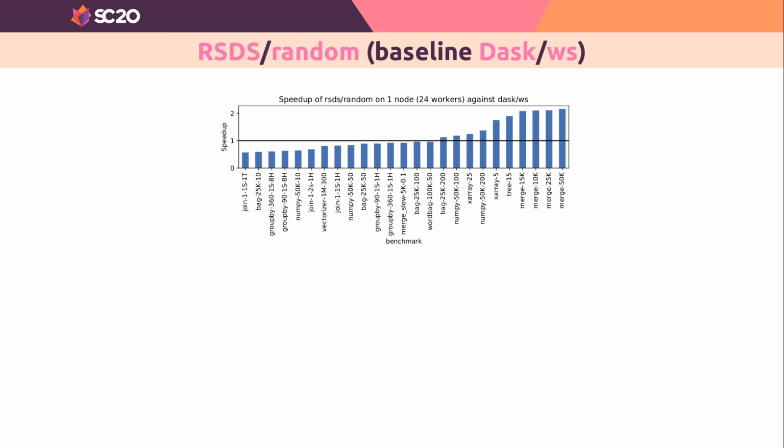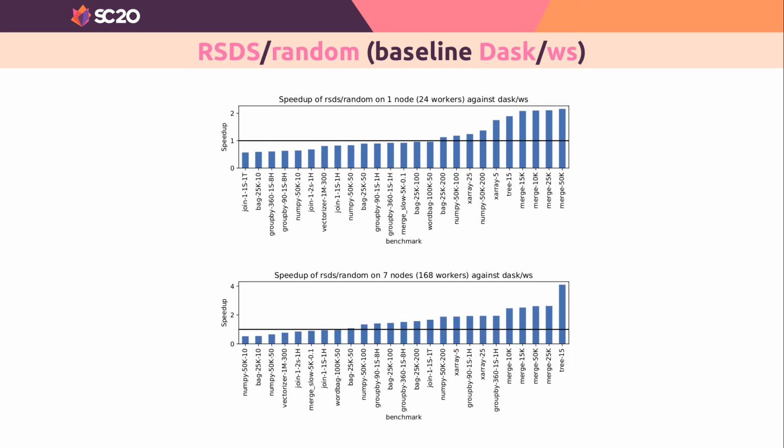To verify that this speedup comes from better runtime efficiency and not from a better scheduling algorithm, we also benchmark the speedup of RSDS with a random scheduler over Dask with a Workstealing scheduler. We see that for the stress test workflows, RSDS is still twice faster than Dask. And if we increase the number of workers, we see that RSDS is faster than Dask in many cases, even though it uses a completely random scheduler.